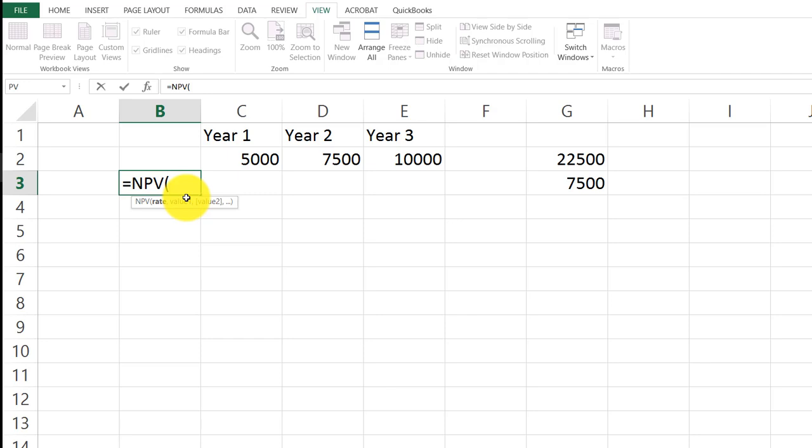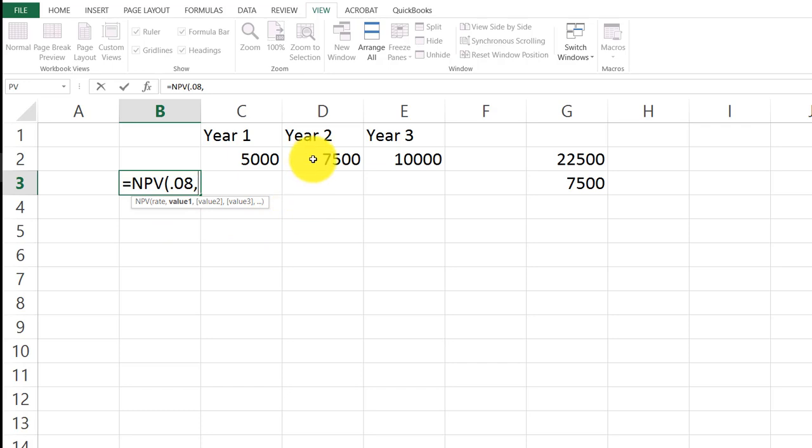Now, the first argument you're going to put in there is the rate. That's the explicit rate on the lease, which will be given to you. You're not going to have to calculate that or anything, but that is the interest rate on the lease. So we're going to just use 0.08 per year because we have annual payments. Put a comma, and then we're going to highlight the payments.